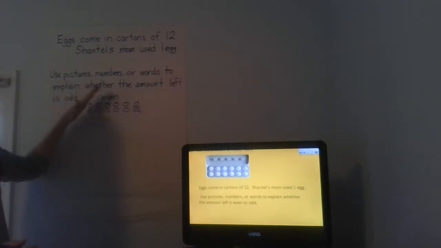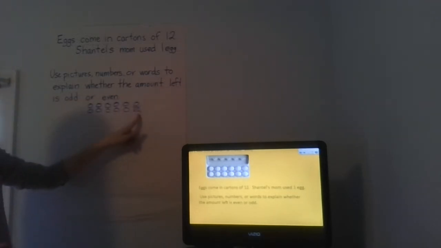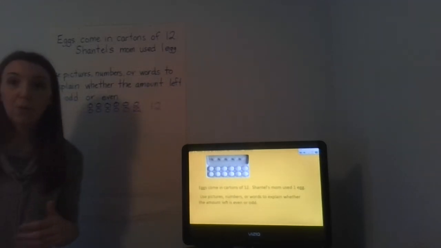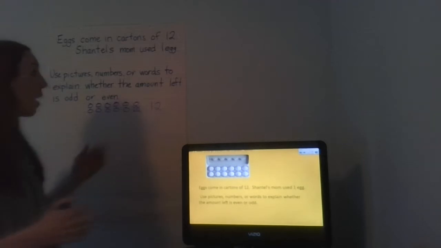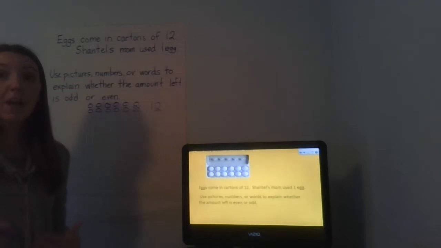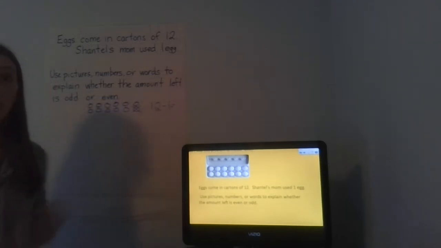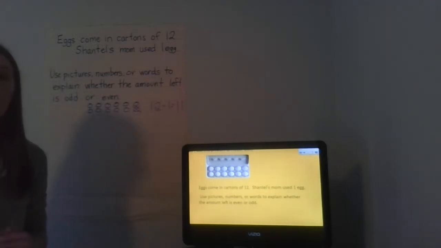Now I have to explain whether the amount left is odd or even. So in my problem, I started with 12. And I know from yesterday's lesson that when we count numbers, we can skip count by 2. 2, 4, 6, 8, 10, 12. So because my number ends in a 2, I know that it is an even number. So if I take 1 away, my total number of eggs left is 11. 12 minus 1 equals 11.